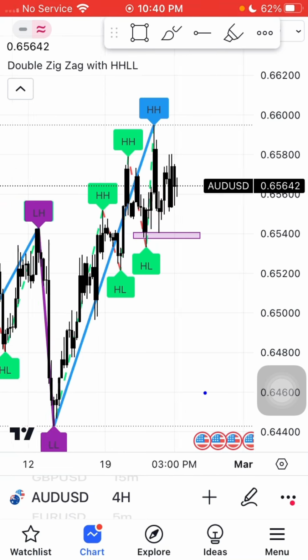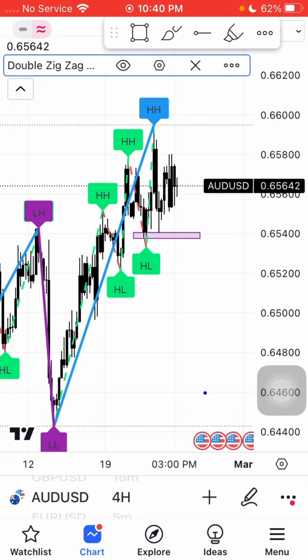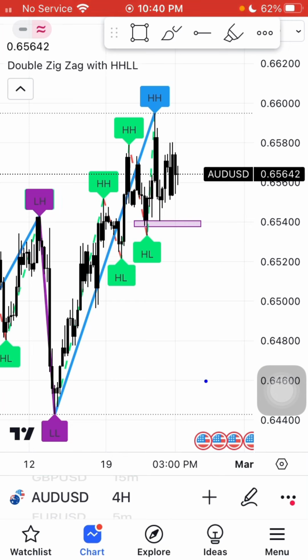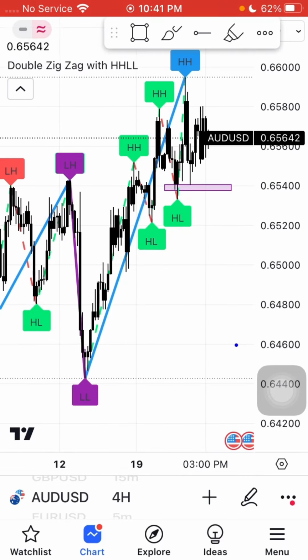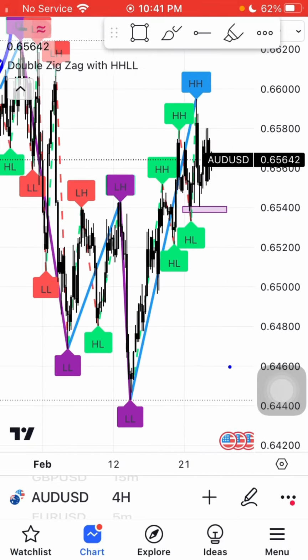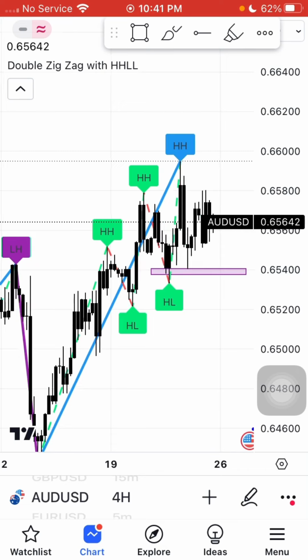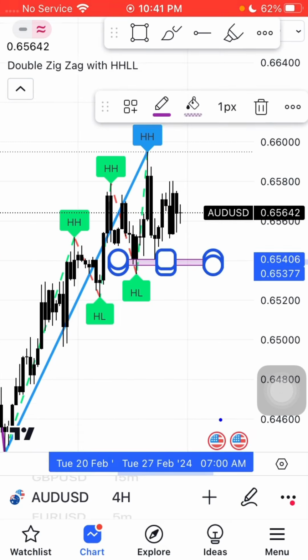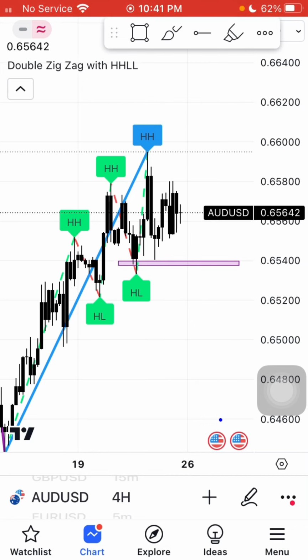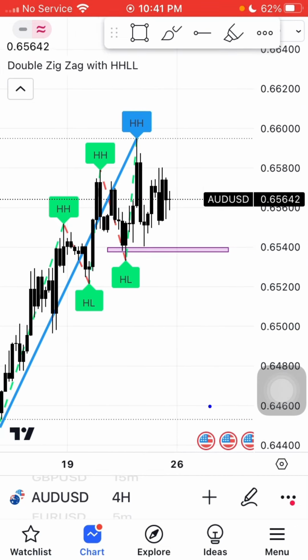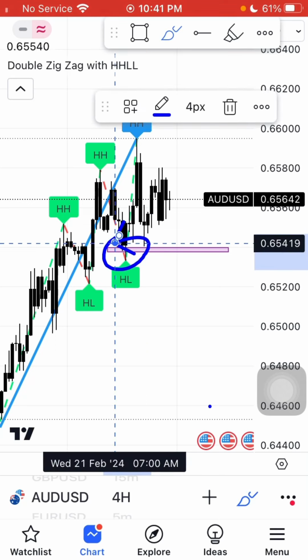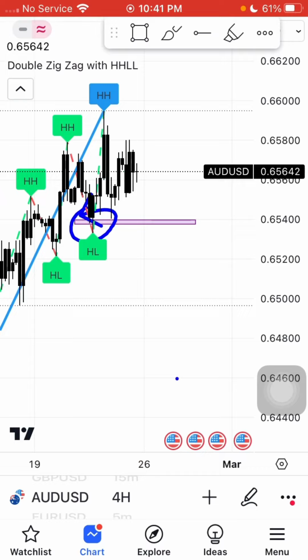Now getting to my 15 minute, guys, I do not make use of this indicator anymore because I have already seen the direction of the market. I've been able to spot the direction of the market. So I now know that on my 15 minutes I will be aiming to buy that particular pair, around this zone here, only if I get my confirmation, guys.